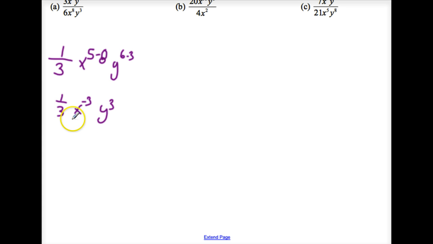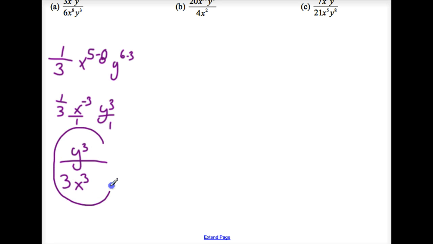So this becomes, remember, this is the same thing as over 1, if you want to think of it that way. So these are all in my numerator. So I'm going to flip this to the bottom. What's left on top? y to the third over x to the third. So I want you to think of these as over 1, and then I'm just flipping that to the bottom. The 3 is my denominator, so it stays there. This becomes my final answer.